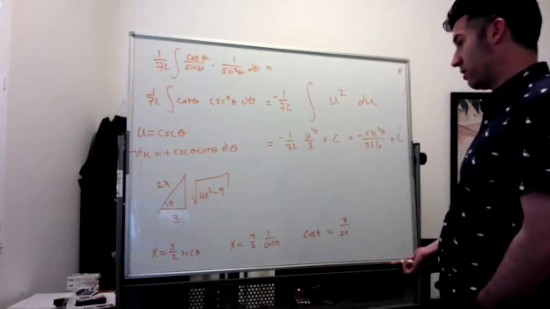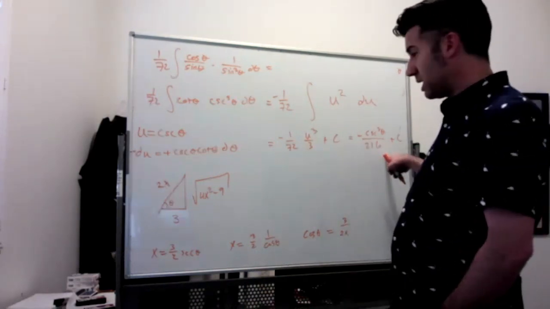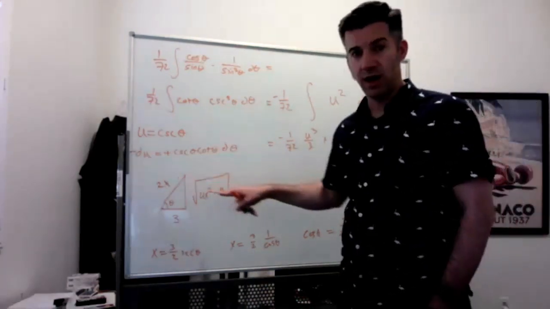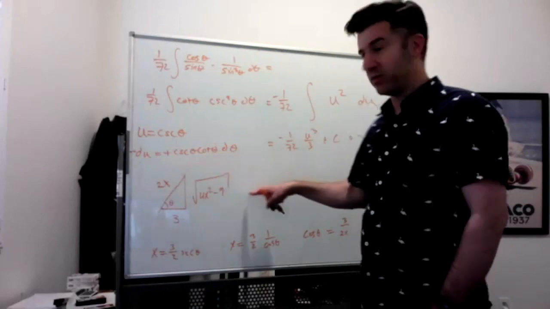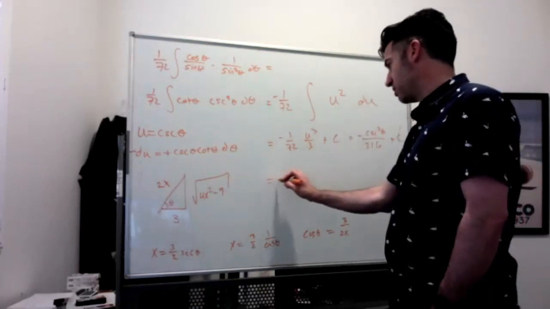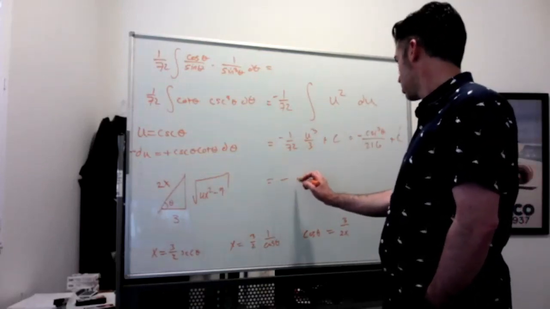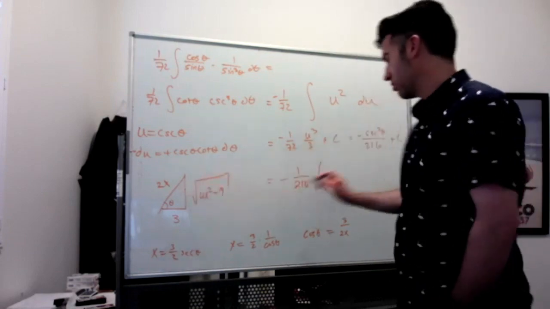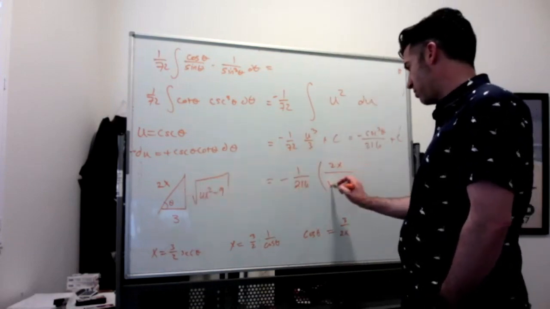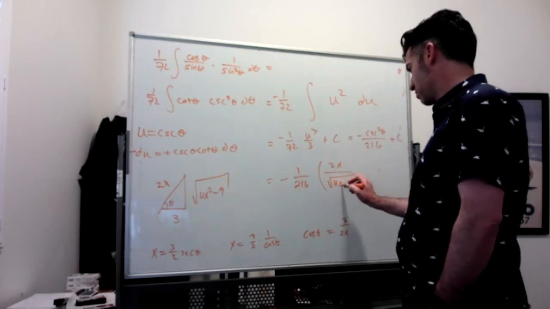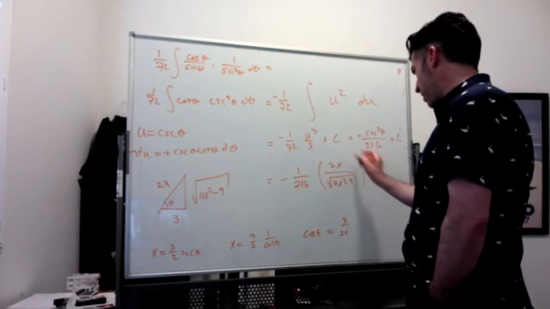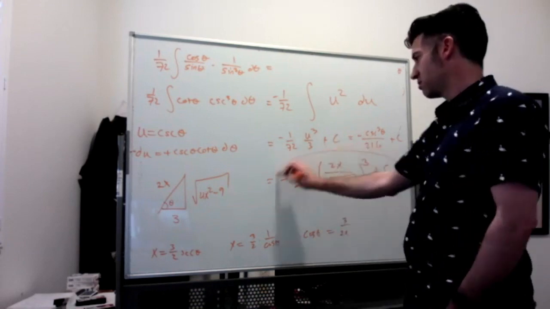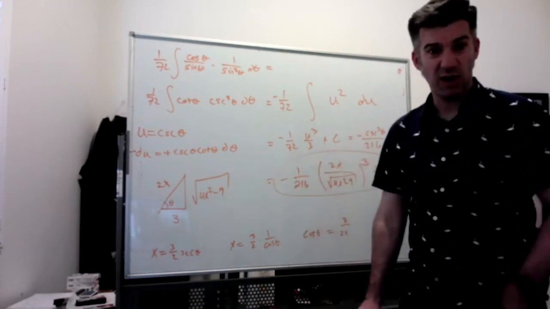All right, so then cosecant is not opposite over hypotenuse, but hypotenuse over opposite. So this is going to be equal to negative 1 over 216 times cosecant, which is hypotenuse over opposite, to the third power plus c. What a bananas problem.